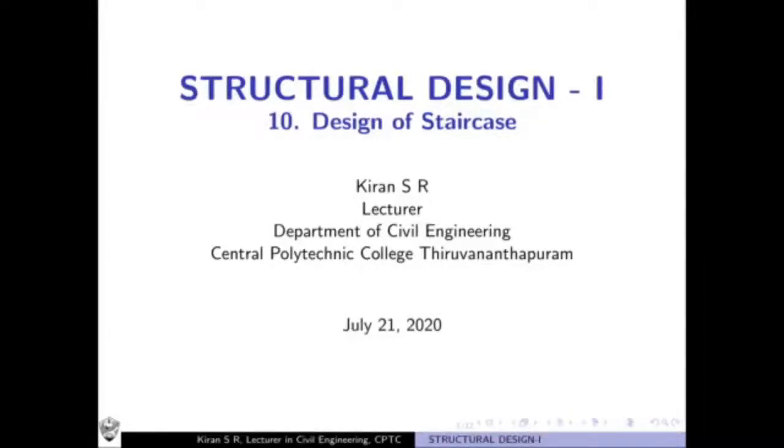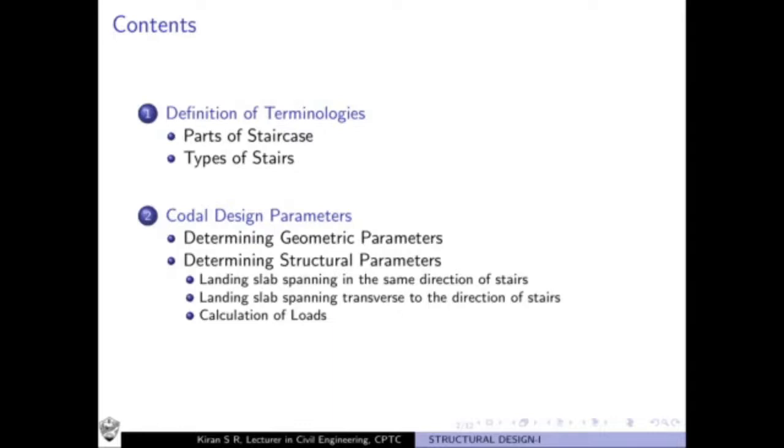Design of staircase. Let us first define the important terminologies about staircase and its parts and types of staircase. We will also be dealing with the important design considerations of designing a staircase based on Indian Standard Code IS 456.